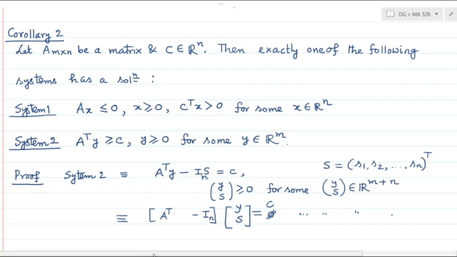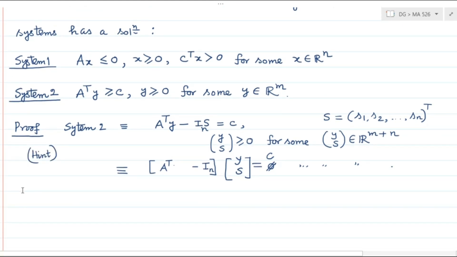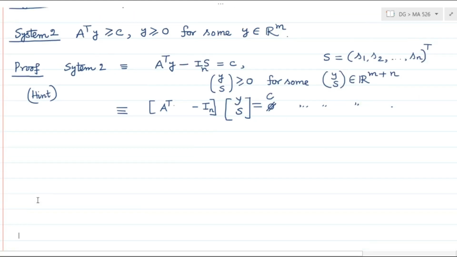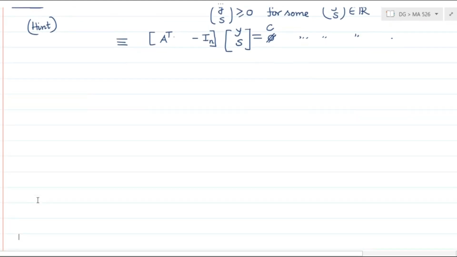Now find the corresponding system 1. This is sufficient hint. And I also, let me mention another important result. With the help of that result, we will try to prove the KKT theorem. The next corollary, corollary 3 to the Farkas lemma.